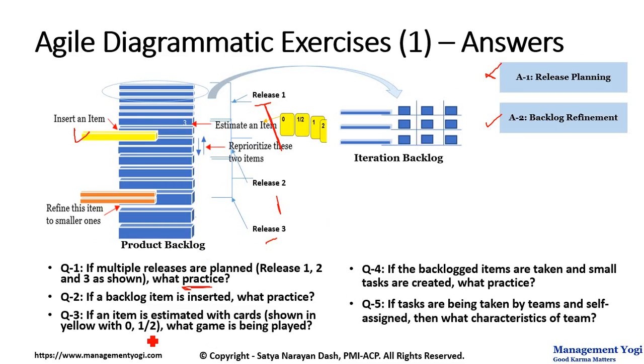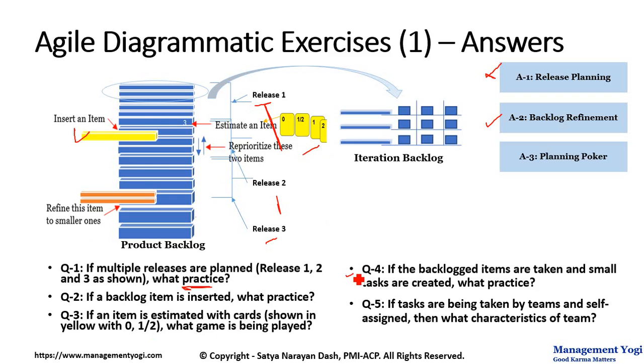Then question number 3. If an item is estimated with cards shown in yellow ones, such as 0, 1 by 2, 1, 2 numbers, what game is getting played? So when you take cards with noted numbers 0, infinity, or 1 by 2, 1, 2, 3, 5, 8, you are using the Fibonacci series, and this particular game is called as planning poker game, and the answer will be planning poker.